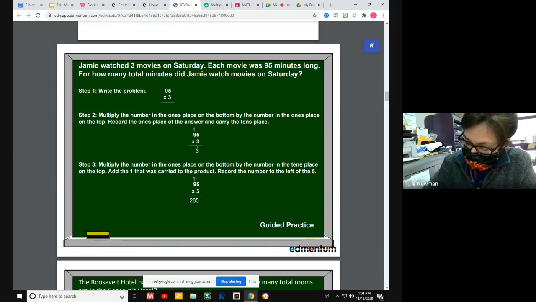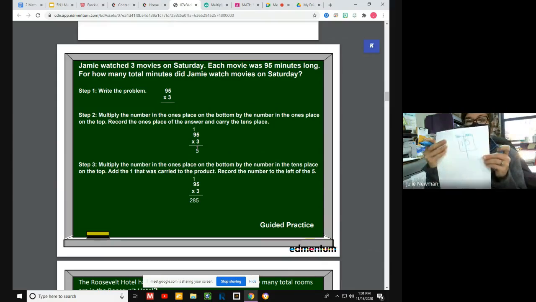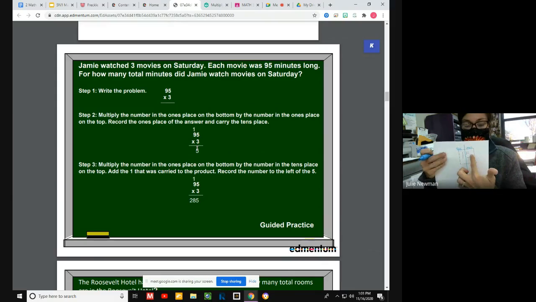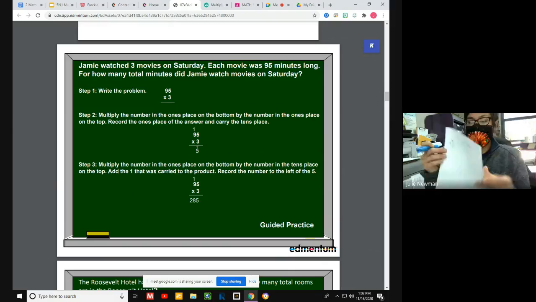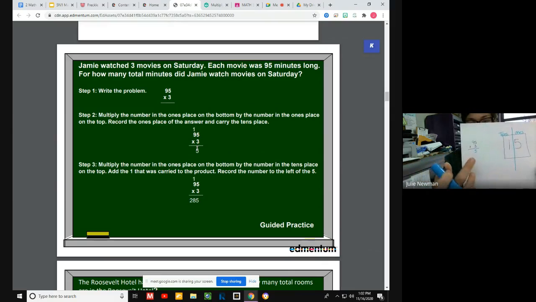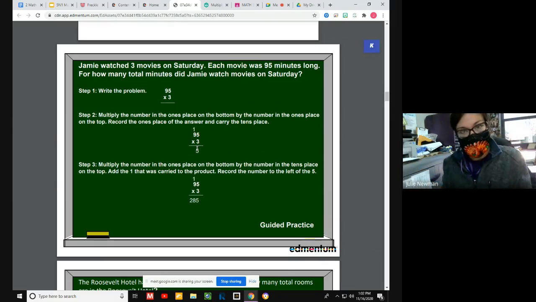The number 15 has a ones place and a tens place. So the number that is in the ones place, we simply keep in the ones place for our answer, just like they have there. Okay. Well, what about the one? What about the one that's in the tens place?